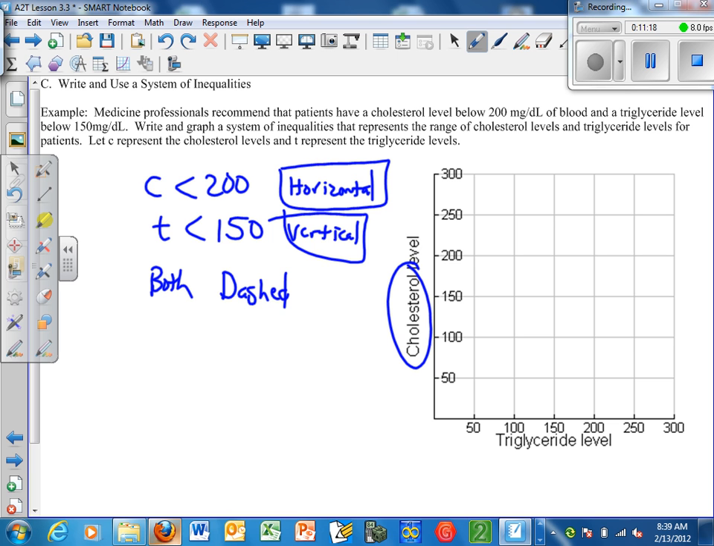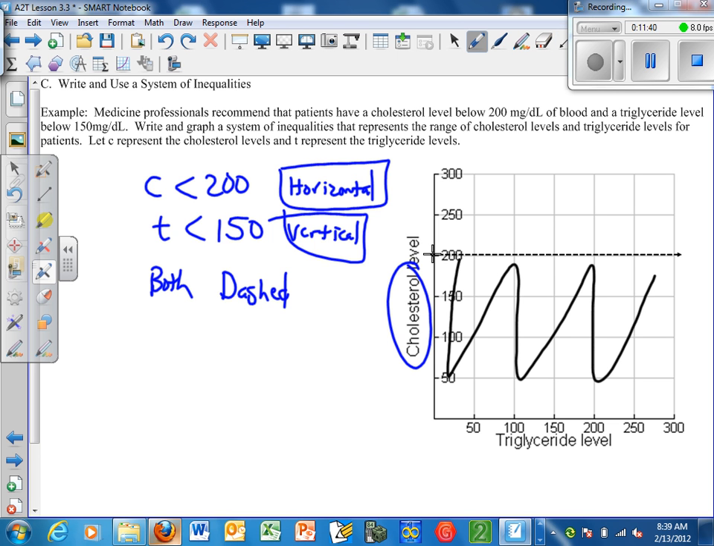Okay, so let's graph the first one. C is less than 200. We want a dashed line at 200. So let me pull up the dashed line here. And we want to do below that. So below that obviously would be this region.